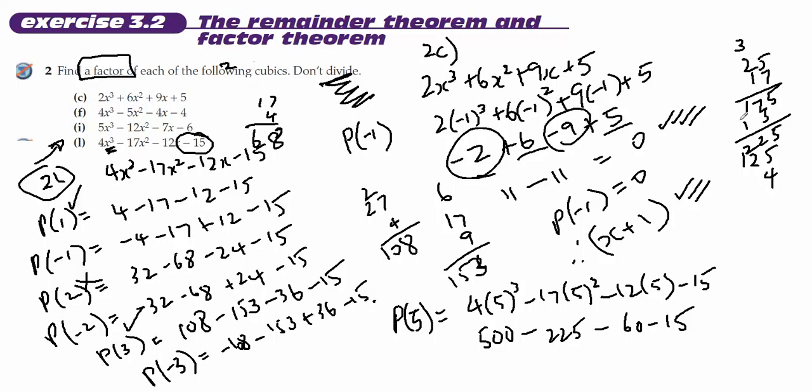Just double checking this, that's a 2, which means that's a 425, which means that's a 0. Therefore, that's going to equal 0, so x minus 5 is a factor.